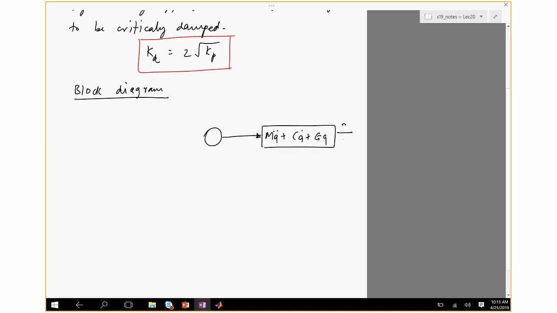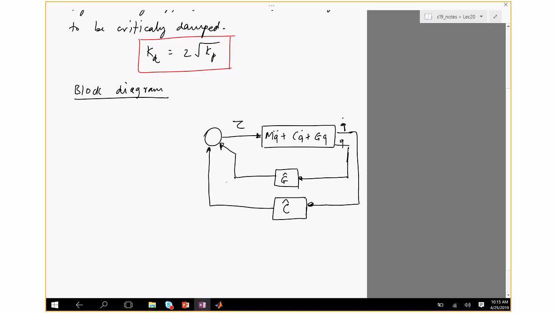What comes out of the system is Q dot and Q. Those are the two measurements, position and velocity. Let's take that measurement and feed it back. Take Q, multiply it with our estimate G hat, and feed it back. So this is going to be tau clearly. So let's feed it to this block. We take Q dot, multiply it with our estimate for the Coriolis term C hat, and then feed this back to the loop.